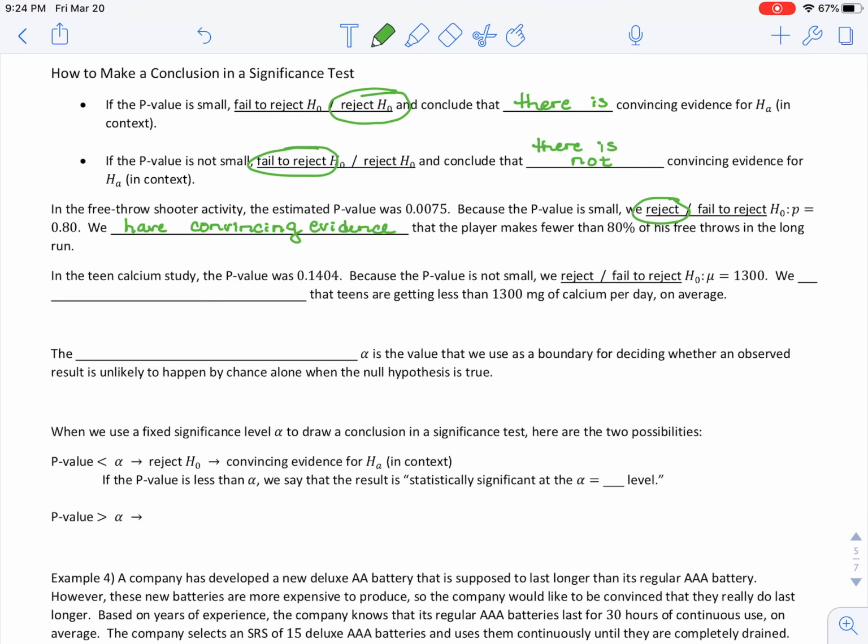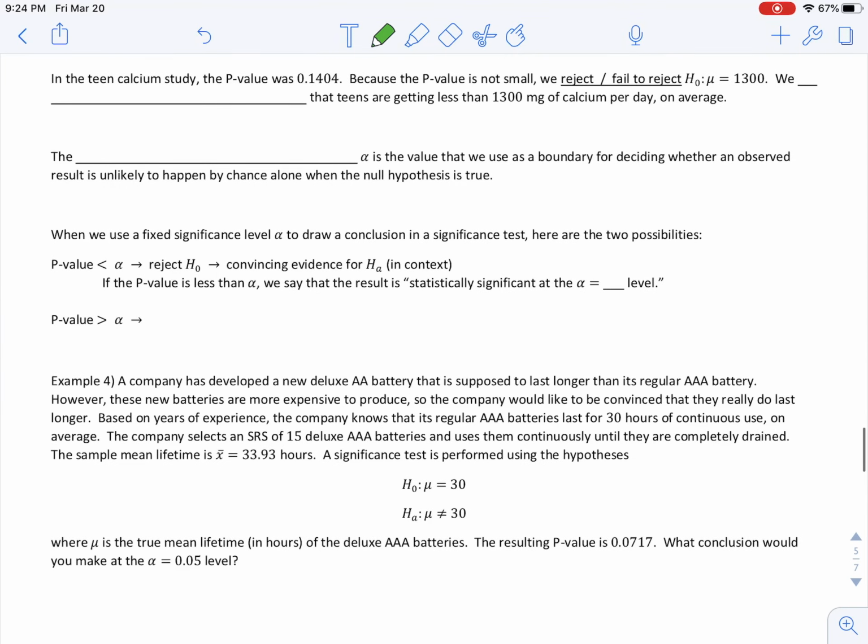In the teen calcium study, the p-value was 0.1404, relatively large, not less than 5%. So we're going to fail to reject the null hypothesis. So we're basically saying there's not enough evidence to throw this hypothesis out. We don't have convincing evidence, is how we'd interpret that. We don't have convincing evidence that teens are getting less than 1,300 milligrams of calcium per day on average. We have some evidence, but it's not convincing enough to throw out that null hypothesis.